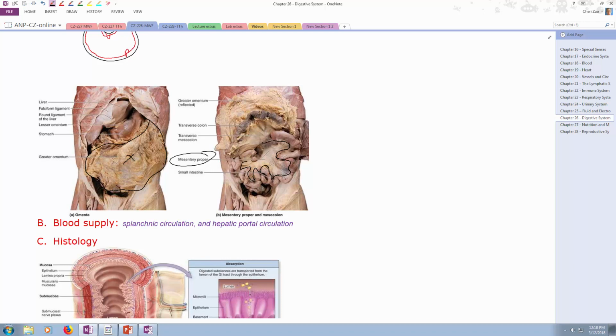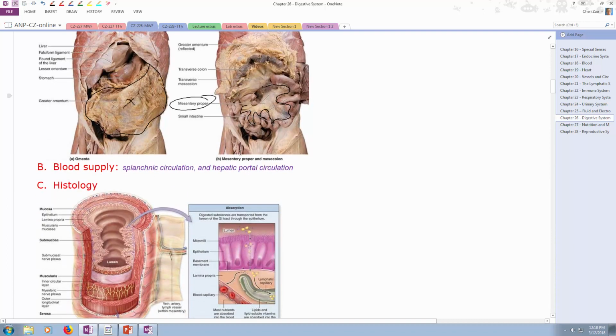Yes? Is greater omentum only attached to the greater curvature of the stomach? The greater omentum is attached to the greater curvature of the stomach, and is also attached on its other side, because think of it as a big old drape or apron, and then it also attaches on the other end of it to the transverse colon. And the transverse colon is right underneath the stomach, so we have this huge drape that's actually overlying all those things.